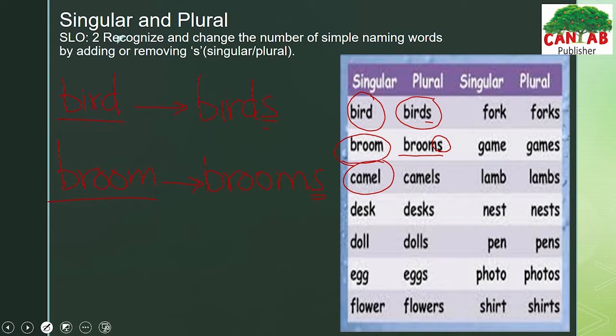Camel. Camel यानी ऊंट. एक से ज्यादा, more than one. Camels. So let's read the rest of the poster. Desk.